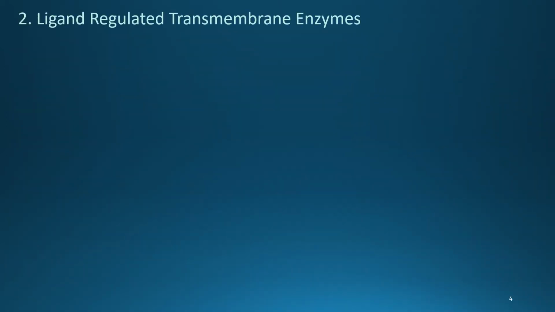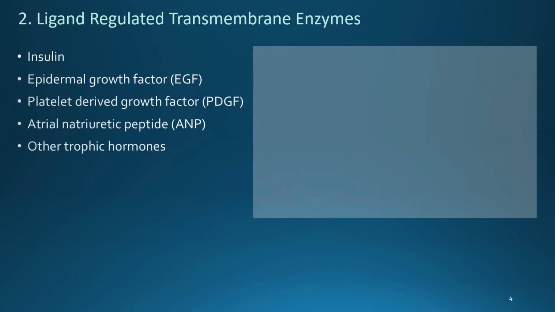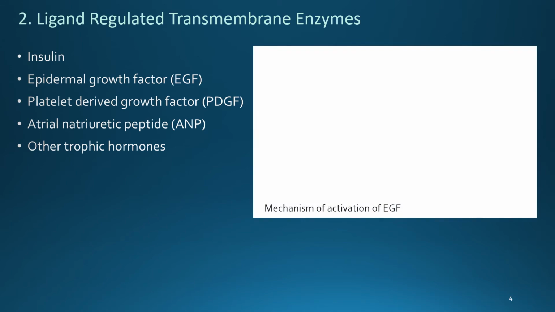Second is ligand-regulated transmembrane enzymes, including receptor tyrosine kinase. This class of receptor molecule mediates the first step in signaling by insulin, epidermal growth factor, transforming growth factor, and many other trophic hormones. As an example, the mechanism of activation of the epidermal growth factor receptor is explained.